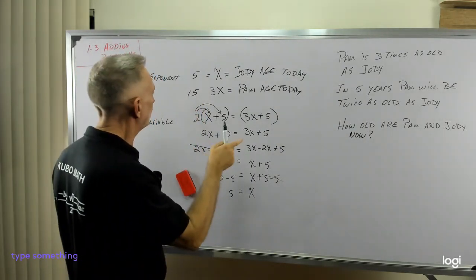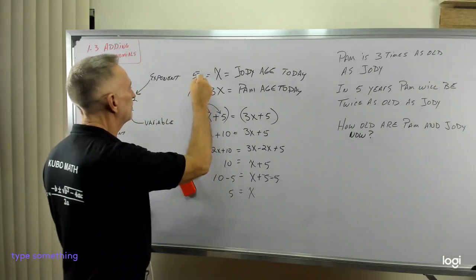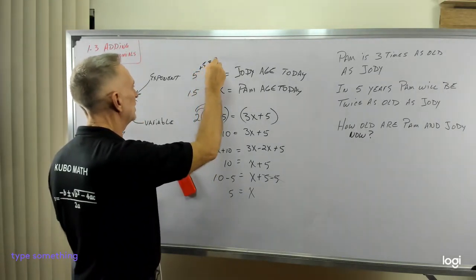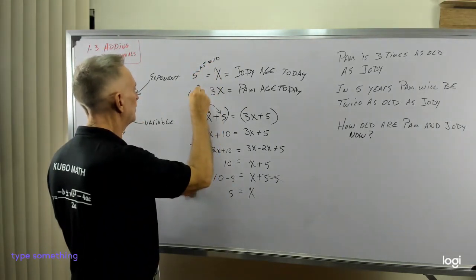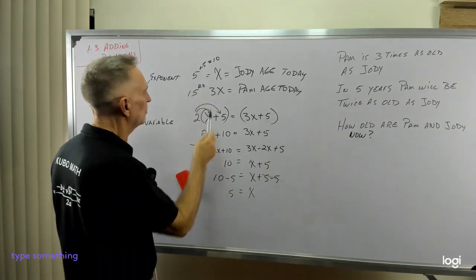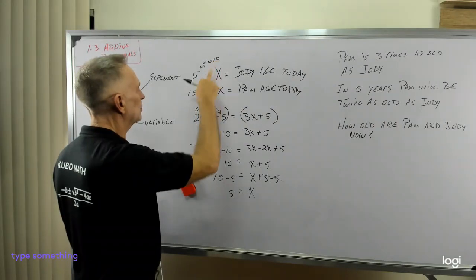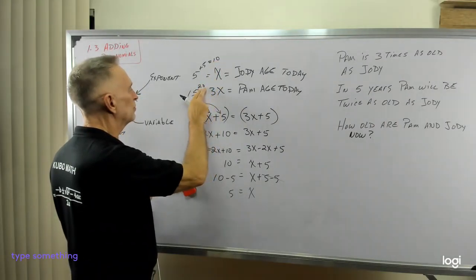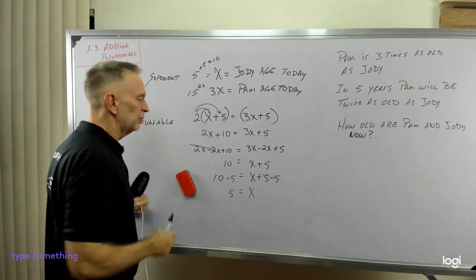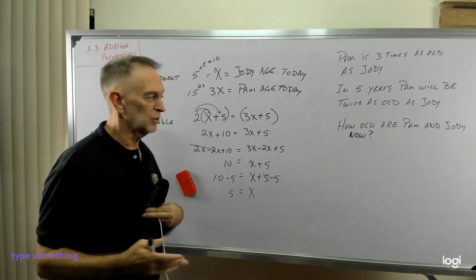Okay, 5 years from now, 5 plus 5 is 10. 15 plus 5 is 20. Whoa. They were saying 5 years from now, this person is going to be twice as old as that one. So 5 years from now, this one's 20. That one will be 10. And they will be twice as old.